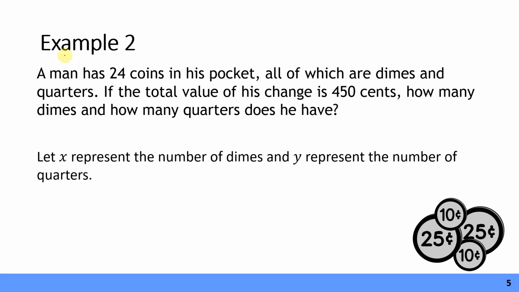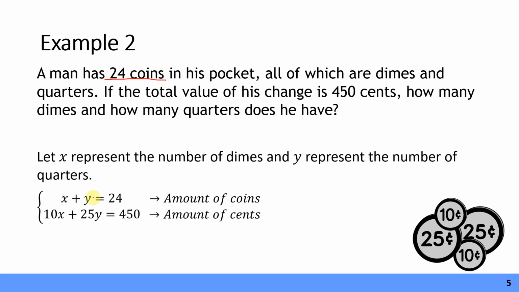The first equation has to do just with the amount of coins. No money, just the coins. So the number of dimes and the number of quarters has to add up to 24 coins. So there we go. That's going to be my first equation. x plus y is just 24.